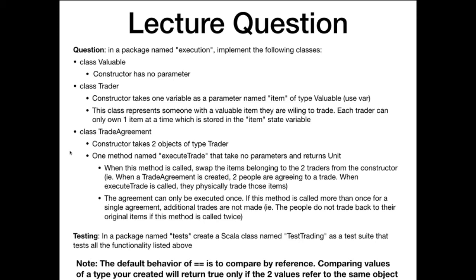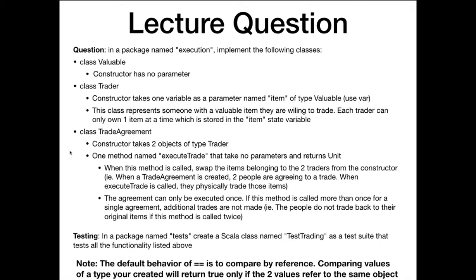And then a class trade agreement. So 2 traders can enter into an agreement to trade their items with each other. To do that, create a new trade agreement. This is going to have a constructor that takes 2 traders and one method named execute trade, which will, as the name implies, execute that trade between the 2 traders. So 2 traders enter into an agreement when you create a new trade agreement object. And then when you call execute trade, they're going to take their items of type valuable, and swap them with each other. And this is important that we do this by reference.